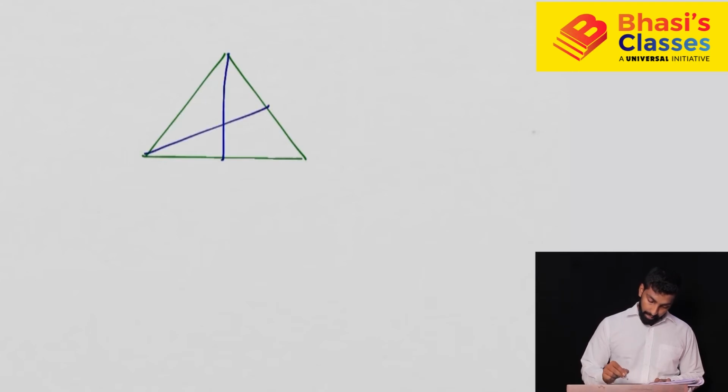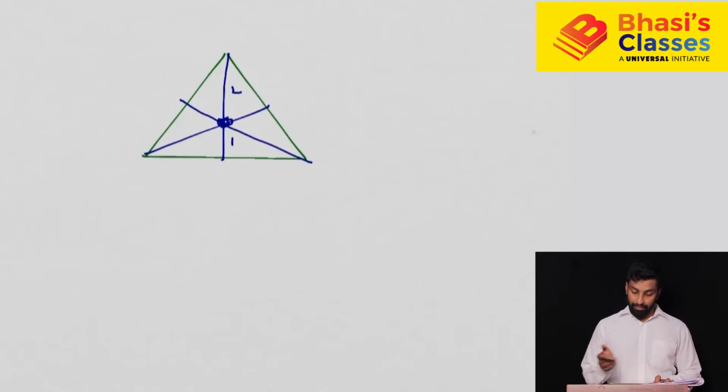Now if you take an equilateral triangle, if you draw the three medians, they will meet at a point, and this point is the centroid. Now the speciality in an equilateral triangle is that the centroid divides the median in the ratio 2:1. So basically this is 2, this is 1. If that is 2 and this is 1, everything will be in the same ratio.